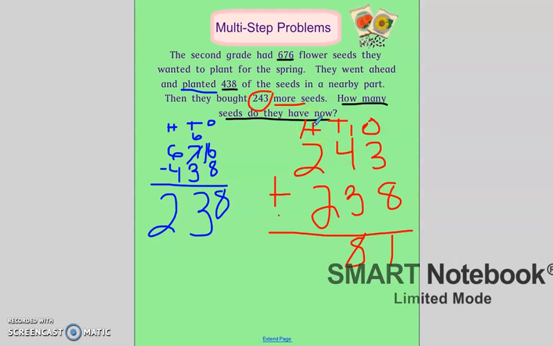Now we go to our hundreds place. 2 plus 2 is 4. Wonderful, my friends. Give yourselves a round of applause. You are doing an amazing job. Let's go to our last slide.